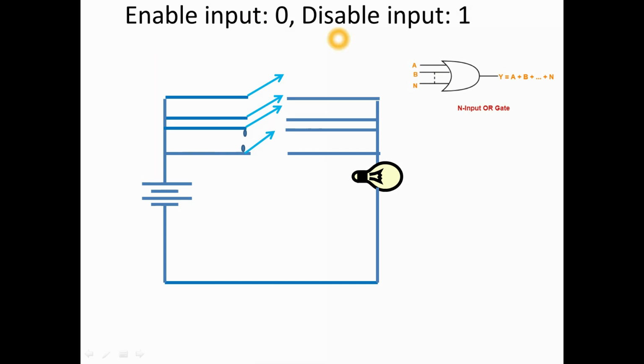That is the enable input. Disable input is 1. For example, if you give 1 to A, irrespective of the other inputs, the output is logic 1. Hence enable input is 0 and disable input is logic 1.